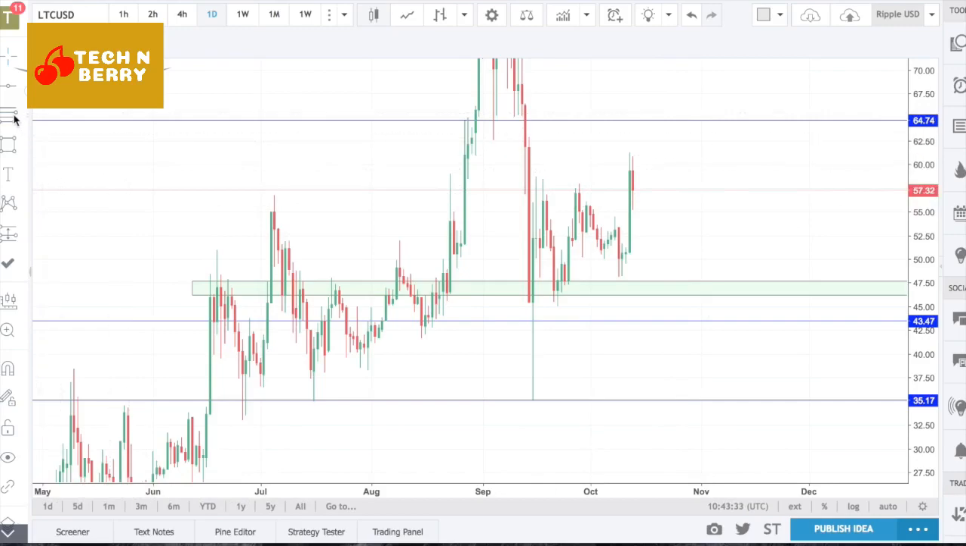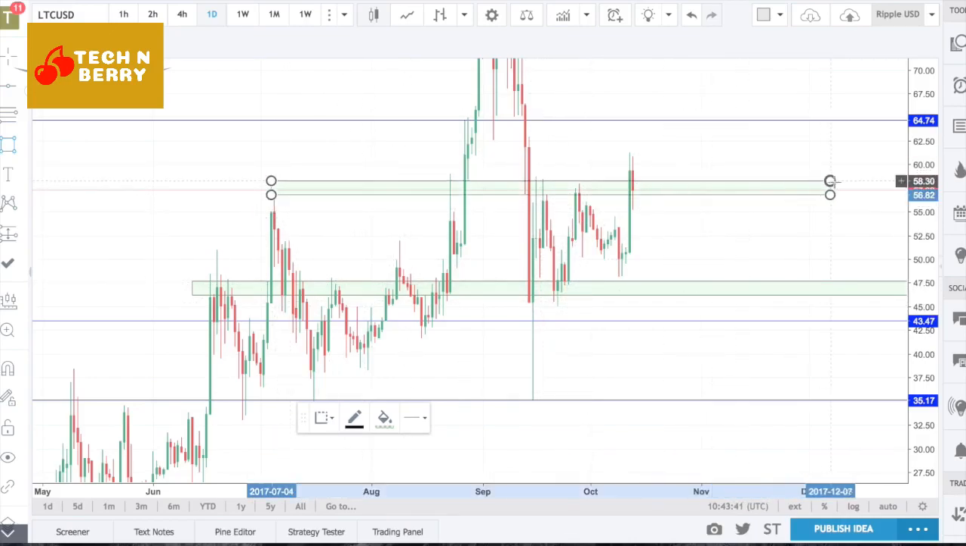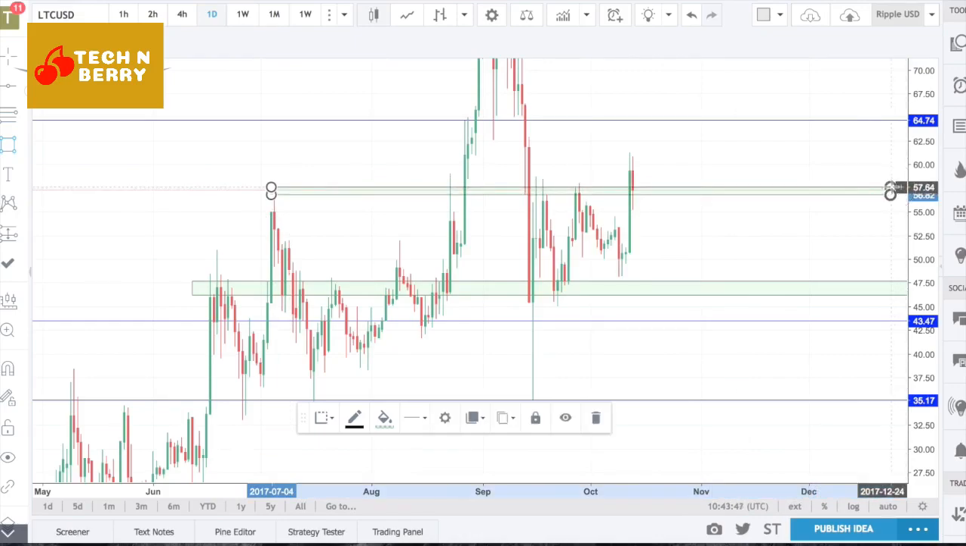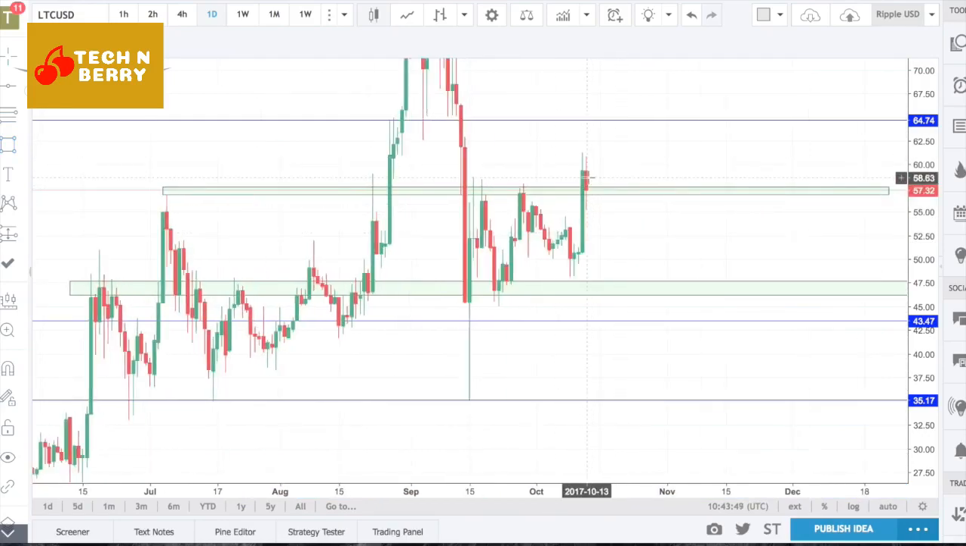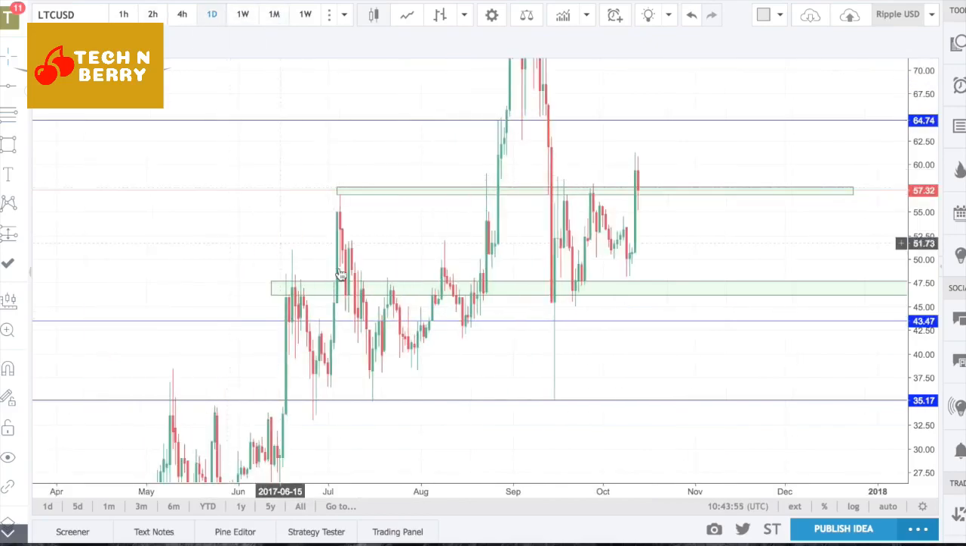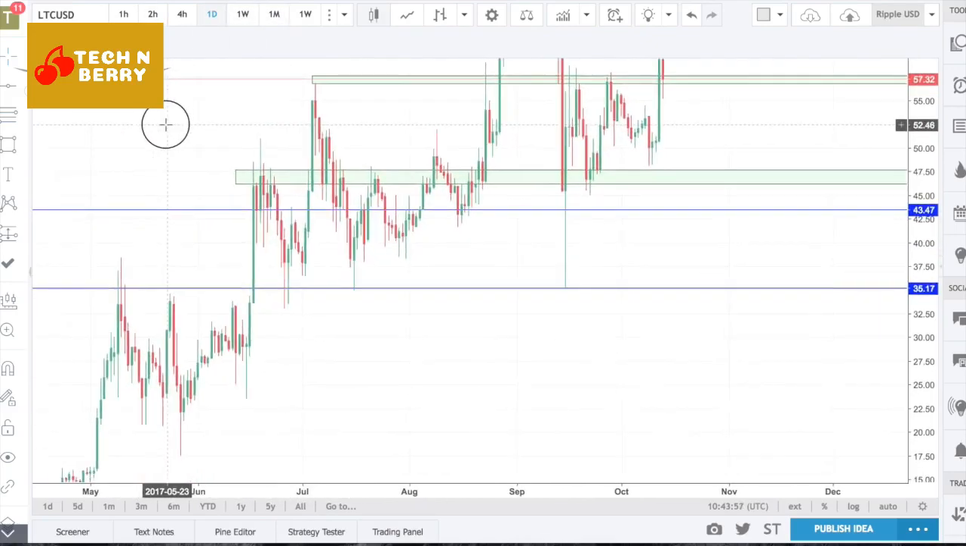So what we'll do is we'll highlight a new zone just here where the price spiked from twice. We're now consolidating around this zone, but it looks like we will actually be closing on this zone. And if we do close above this zone, we can expect $65 to be met. So what we'll do is we'll start to notice another trend line.